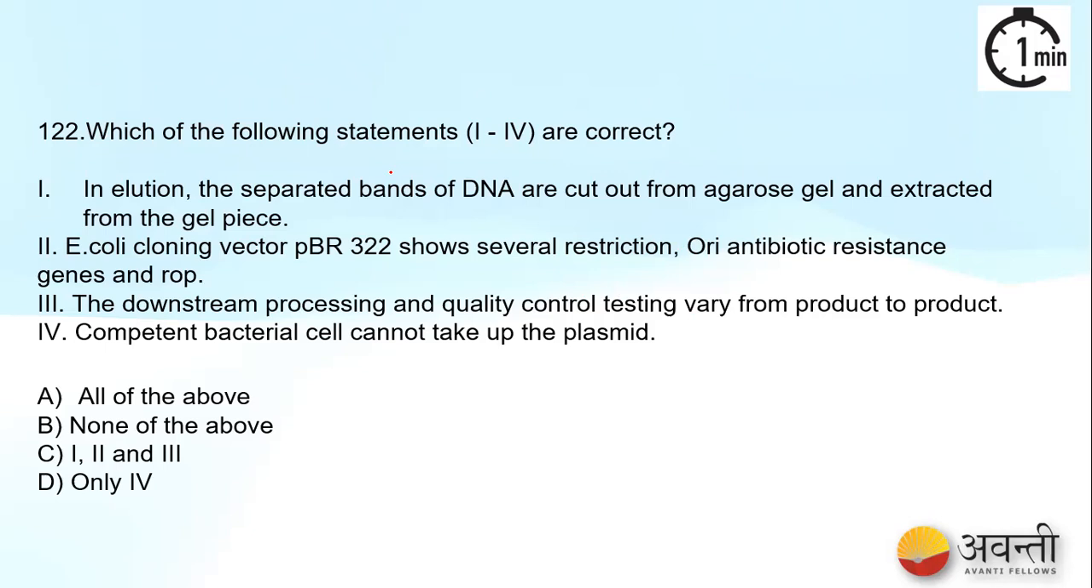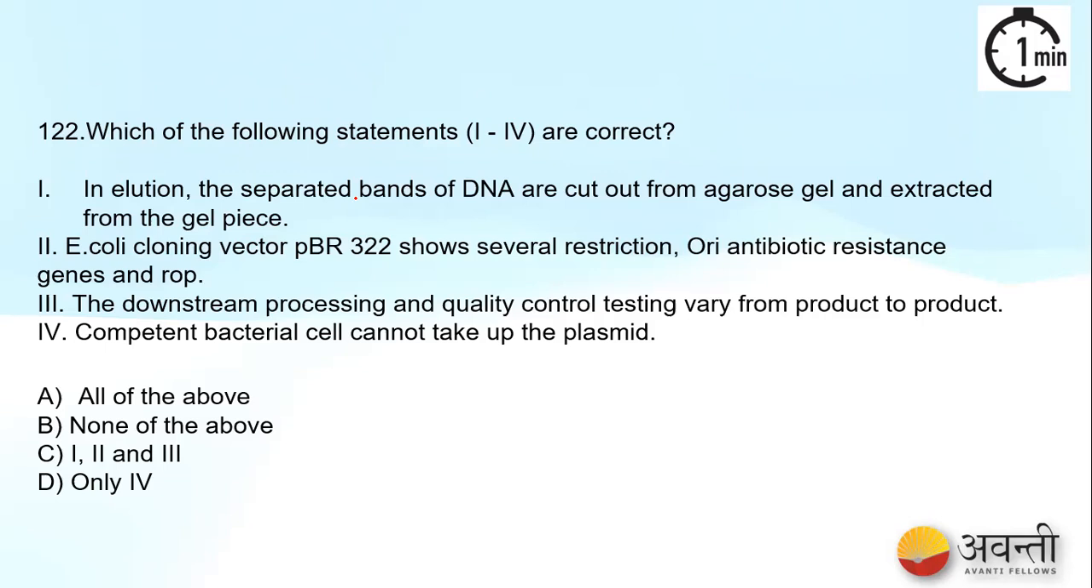Coming to our first option, in elution. In the elution step, we know that in agarose gel electrophoresis the bands are separated based on size. Once the bands are separated, we can easily measure the size of the bands based on the distance they have traveled, and we can isolate this band and extract it.